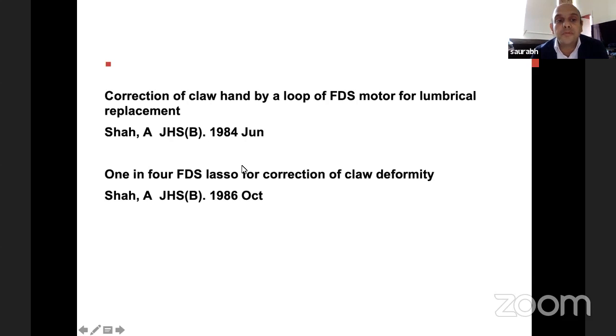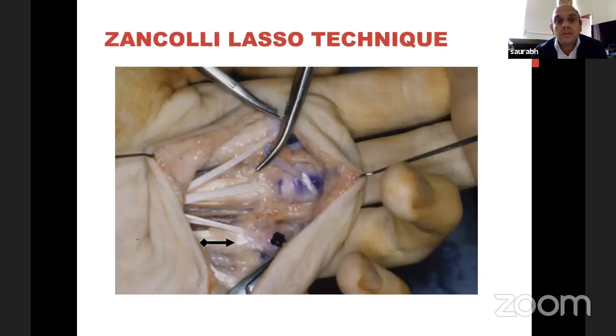Basically, these are a couple of papers if you guys are interested. We are going to use FDS to correct the clawing. I'm going to show you some of my operative slides and I can explain it better. For example, the Zancoli lasso technique. What happens is you take an FDS. Normally, every time we take FDS for any tendon transfer work, I will take it from my ring finger. Before you do that, make sure FDP is working. Once FDP is working, you can sacrifice FDS to the ring finger. And see, I've divided it into 4 slips, for 4 fingers in a total claw hand.